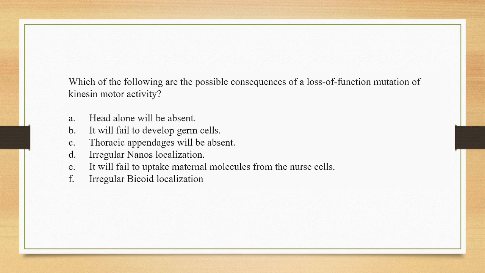So the question is, which of the following are the possible consequences of a loss of function mutation of kinesin motor activity? First, head alone will be absent. Second, it will fail to develop germ cells. Third, thoracic appendages will be absent. Fourth, irregular nanos localization. Fifth, it will fail to uptake maternal molecules from the nurse cells. And sixth, the last one is irregular bicoid localization.